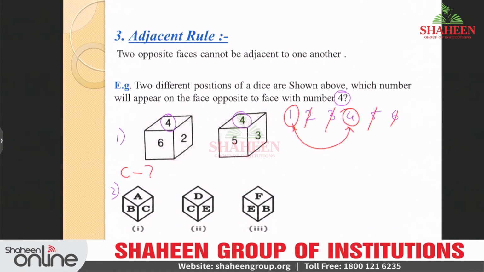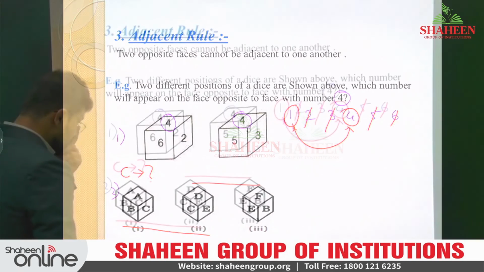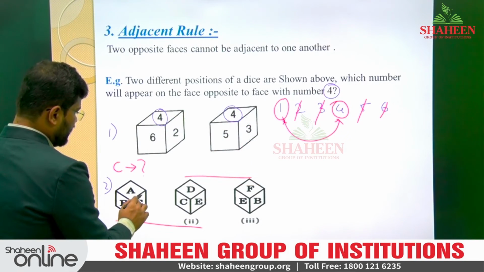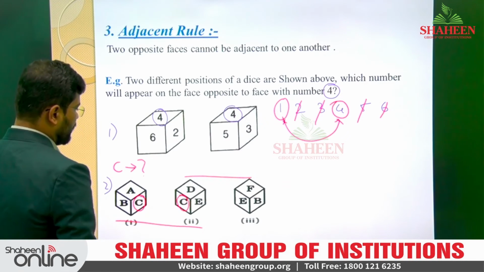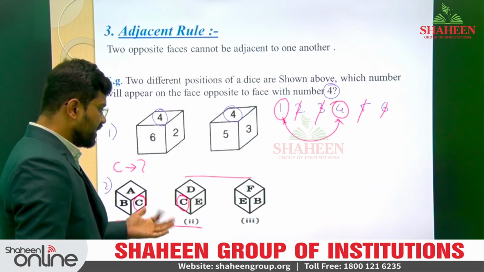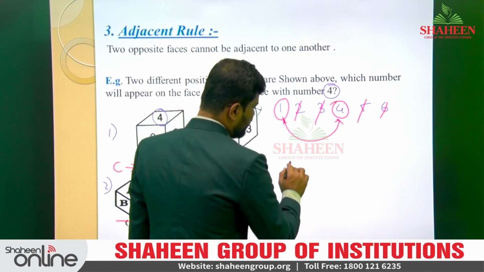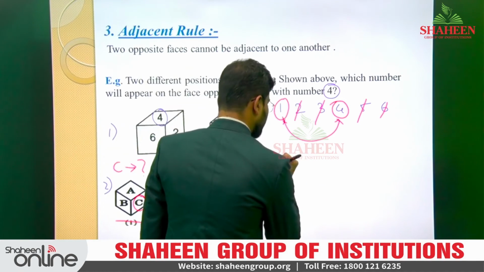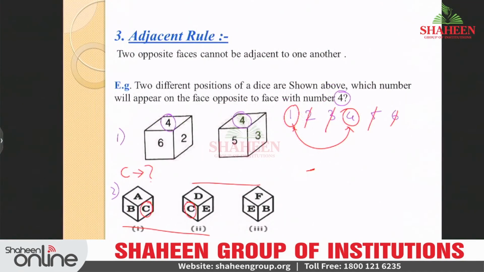What is the opposite of C? Let me see. I will take these two examples now. Which is common here? C. C is common. Now again, how many faces are there? 6 faces. And what elements have they used here? Characters. So let me take 6 characters: A, B, C, D, E and F.